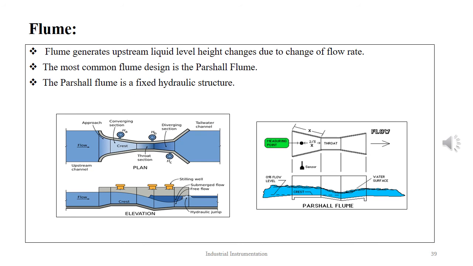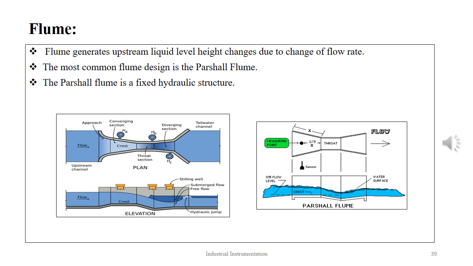The second type of open channel flow method is the flume. A flume generates an upstream liquid level height that changes with the flow rate. The most common flume design is the Parshall flume, a fixed hydraulic structure, as shown in the figure. We see the top and side view of the Parshall flume. Flumes are generally used when head loss must be kept to a minimum or if the flowing liquid contains large amounts of suspended solids. Flumes are to open channels what Venturi tubes are to closed pipes.